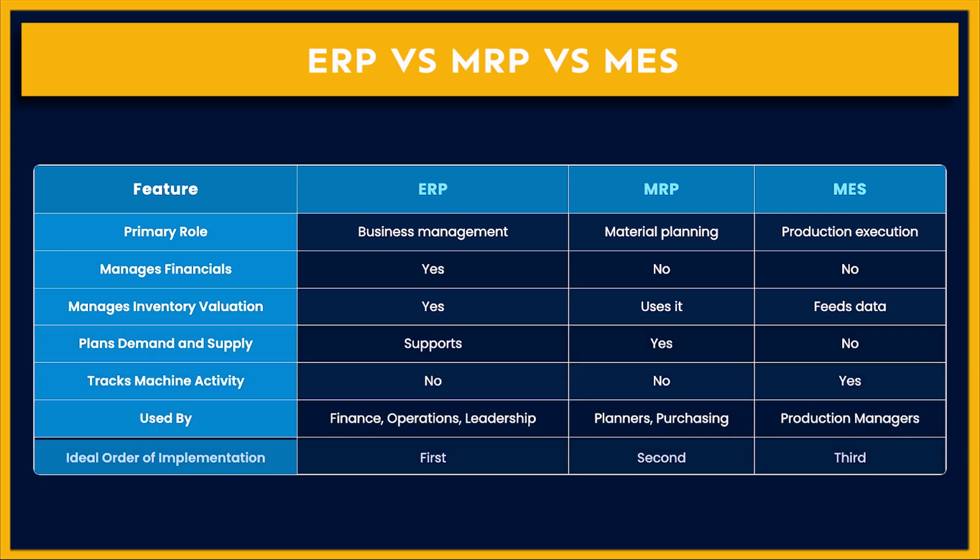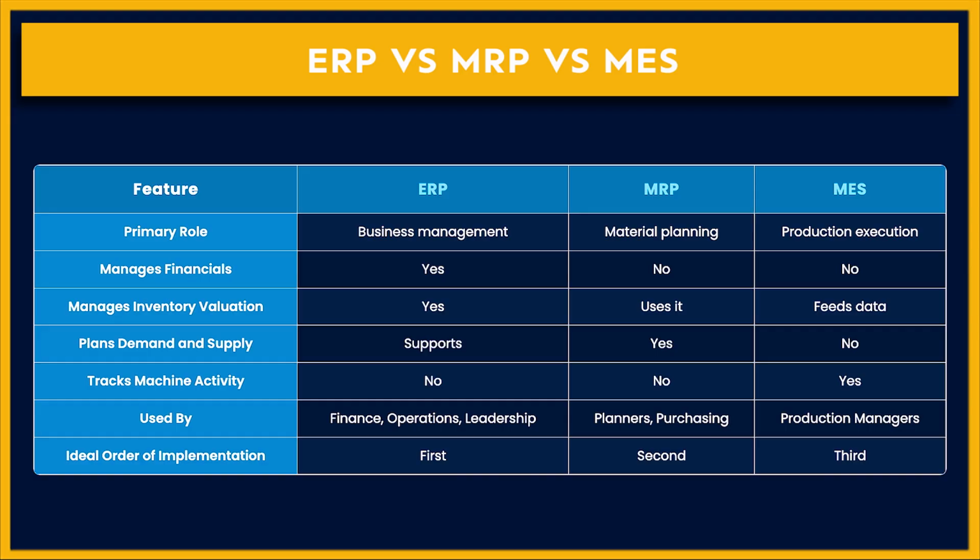ERP manages the business. Yes, it does financials. Yes, it does inventory valuation, and it is used by finance, operations, leadership, the entirety of the company. You should implement this piece first. MRP plans the materials. It doesn't manage financials. It uses inventory data, and it plans the demand and supply. This is used by the planners and the purchasing teams. You should implement this second.